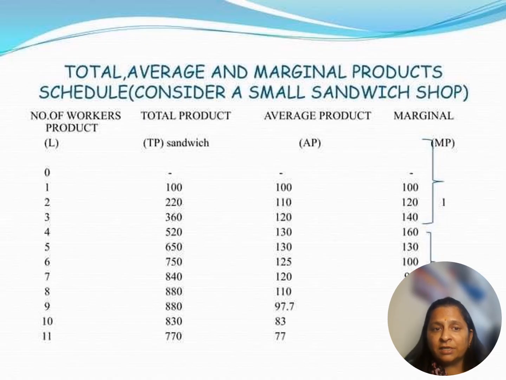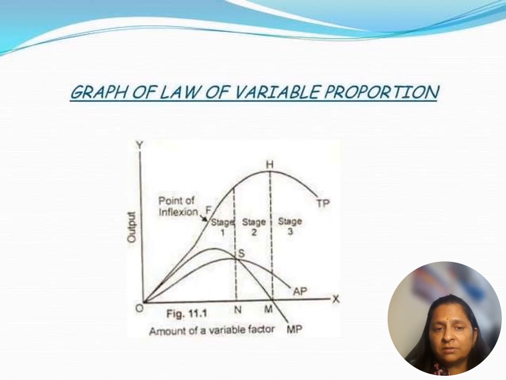This is like a schedule. When total production is 100, average is 100 divided by 1, that is 100. Marginal is the change from the earlier: 220 minus 100 is 120, 360 minus 220 is 140. You can see the marginal productivity first increases, then it decreases. When total output is maximum, that is 880, marginal productivity is 0. This shows the third stage.